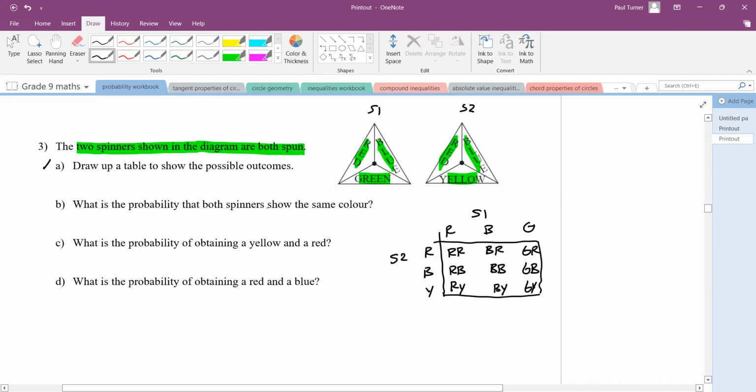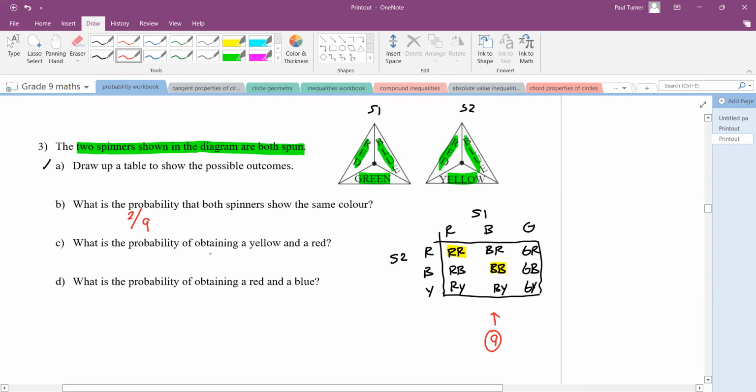So what is the probability that both spinners show the same color? Think about that for a minute. So what's the chance they show the same color? So you go through and just highlight which ones are the same. So blue, blue, red, red. So these are the only 2 that have the same color. So we're going to have 2 outcomes out of a total of 9. So 2 out of 9 will be your answer for that one. You can leave as a fraction, that's fine.